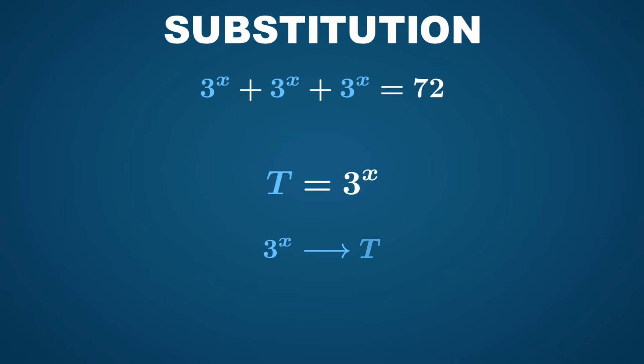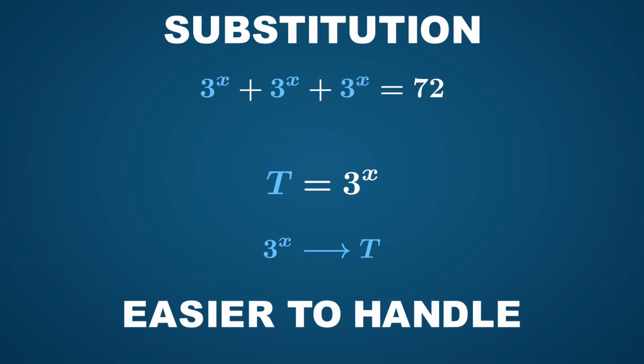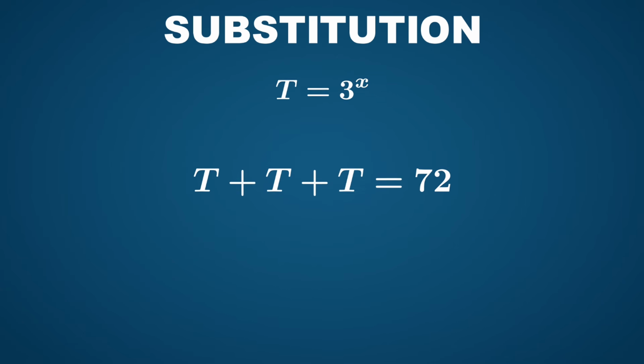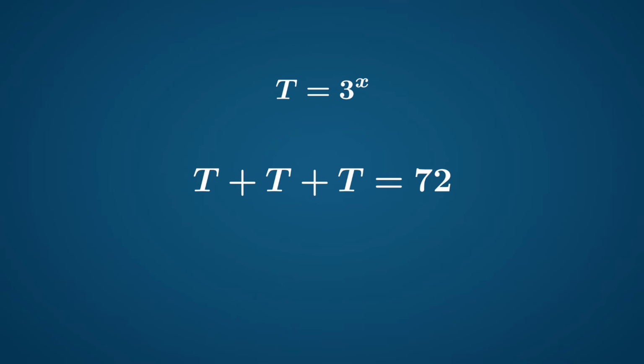Every time we see 3 to the x, we can write t instead. A single letter is easier to handle than a power, and nothing about the equation changes when we rename it. This keeps the equation short while we rearrange it, so the left side becomes t plus t plus t, and the right side simply stays as 72. So our equation is now t plus t plus t equals 72. That is a simple linear equation in the variable t.